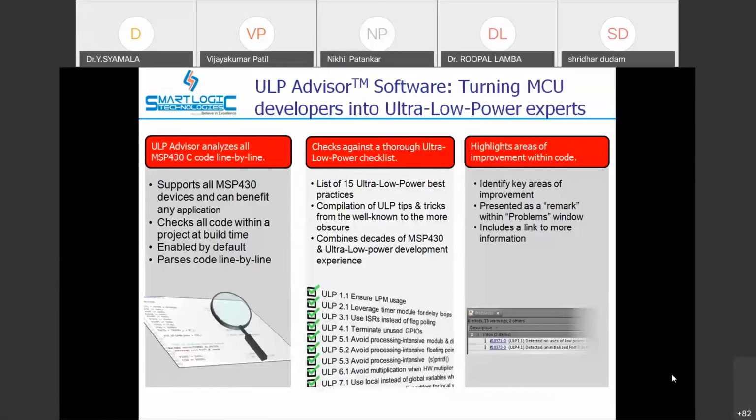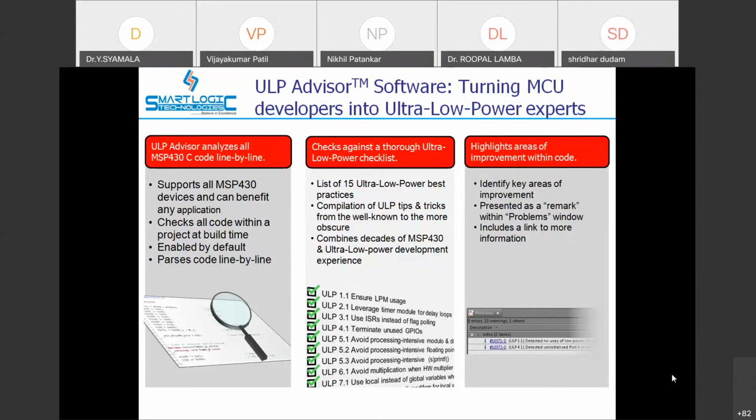So there is software called the ULP Advisor software, which gives guidelines. The ULP Advisor analyzes all the C code line by line and asks, can you replace this code with this? They give suggestions, they will not change the code. They also estimate how much power is being consumed by your code, and identify the areas which can be improved.